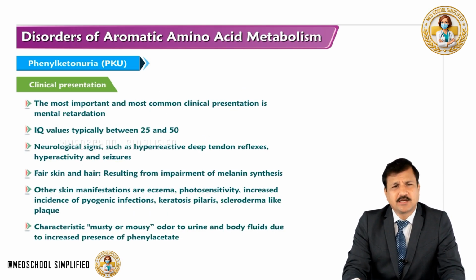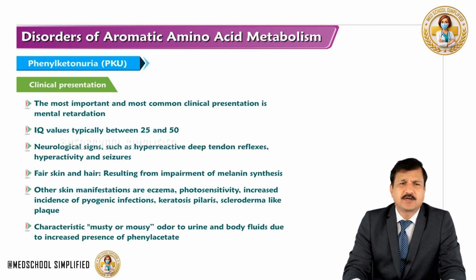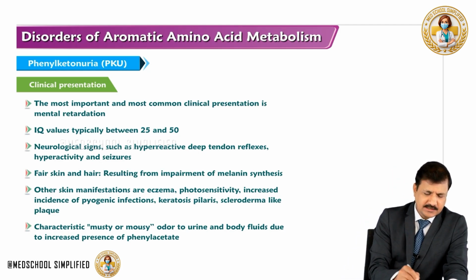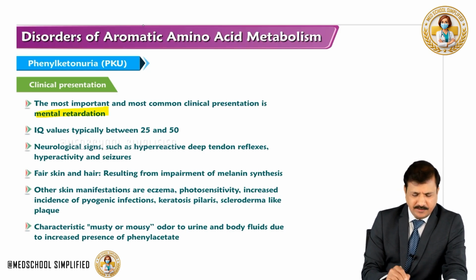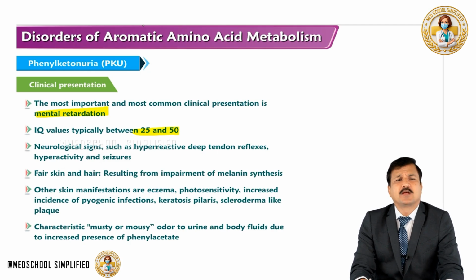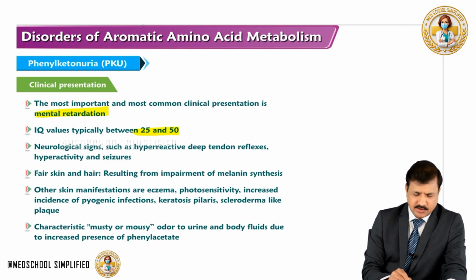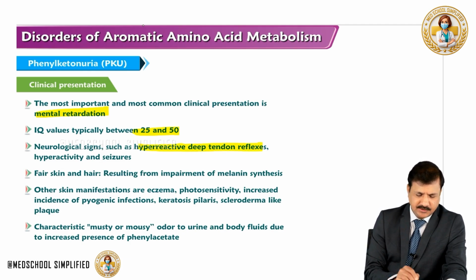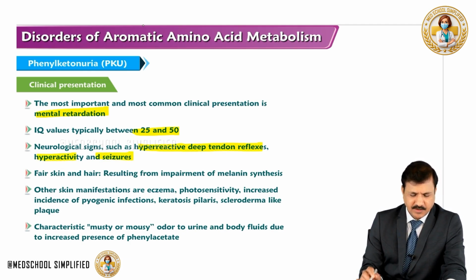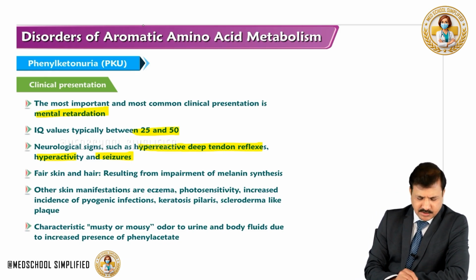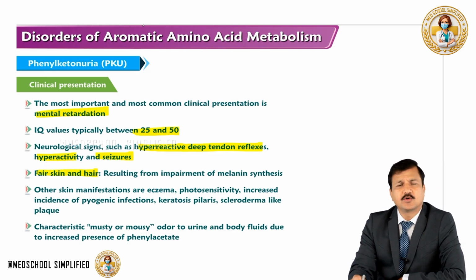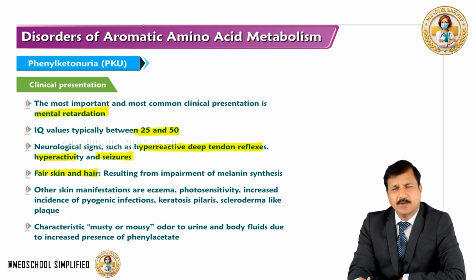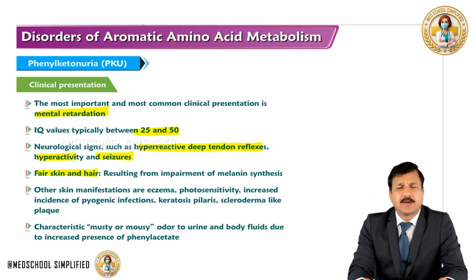Clinical presentation of phenylketonuria. The most important and most common clinical presentation with phenylketonuria is mental retardation. IQ may be between 25 to 50, and neurological signs include that patients show hyperactive deep tendon reflexes and seizures. And also some of the patients may show fair skin and hair, resulting due to impairment of melanin synthesis. Why? Because phenylalanine conversion into tyrosine is decreased here, and one of the special products that comes from tyrosine is melanin, and that melanin will be decreased.